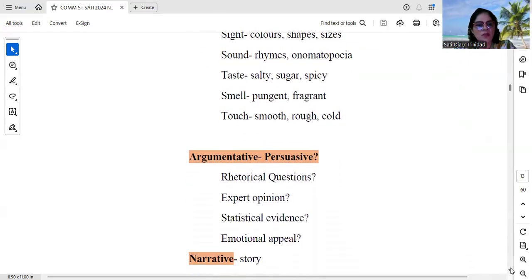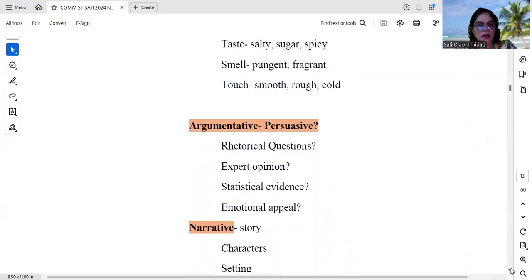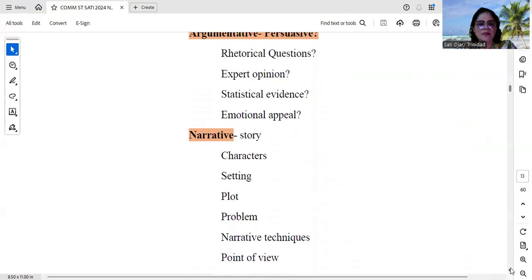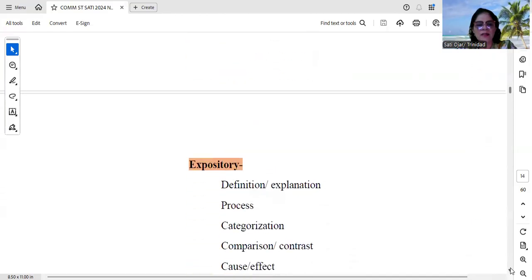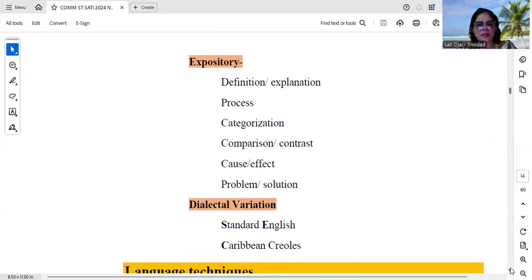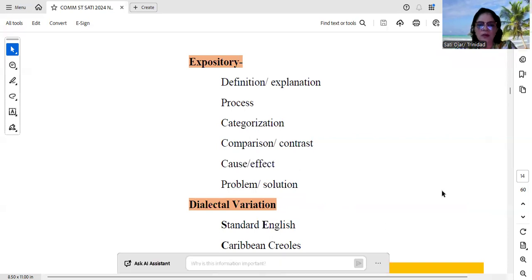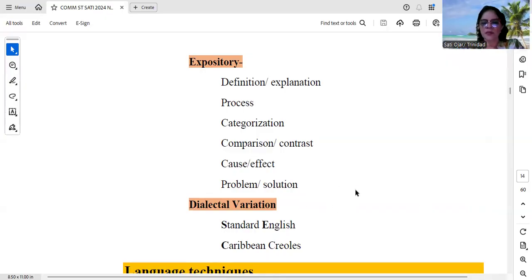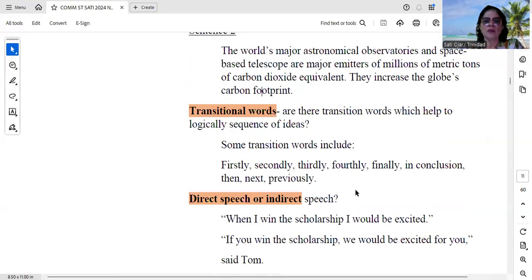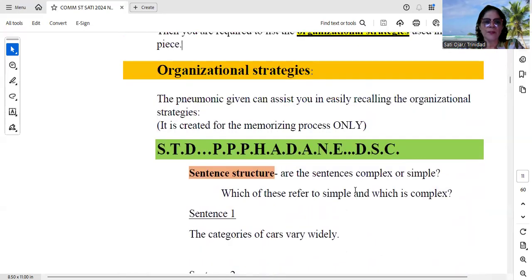And finally, what were the argumentative techniques? What were the narrative techniques? And were there any expository techniques? Those are the organizational techniques that can be referred to. Remember, there are only two variations that the piece can be presented in, either in Standard English or Caribbean Creole. So that has been an overview, which is going to help you to create your Module 1 essays on organizational strategies. I do hope that these have been helpful to you.